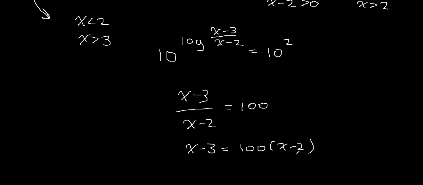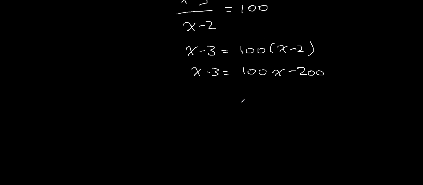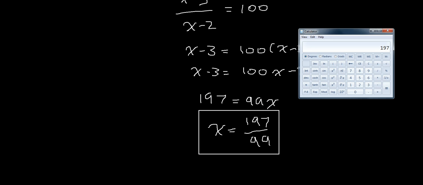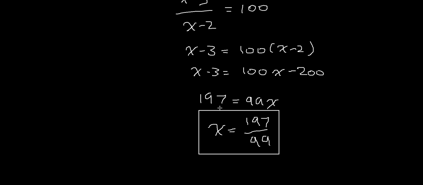Therefore, if you rearrange this, you get 197 over 99, which is about, let's check, 197 divided by 99, 1.99 practically. So x equals 1.99.